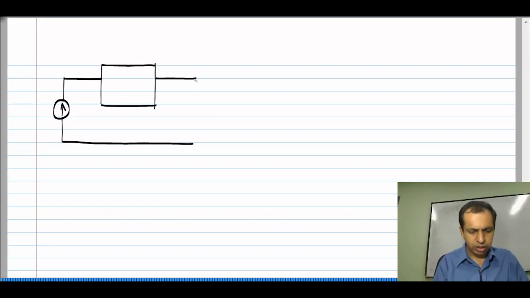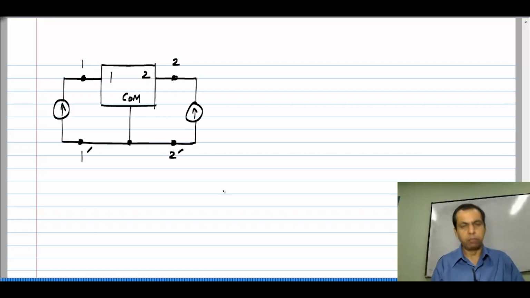Now, to go about proving reciprocity, I will use this picture. So, 1, 2 and the common node. This is the first port, this is the second port, and I think of both ports being excited by current sources I1 and I2. So, this corresponds to the Z parameter picture of the two port.